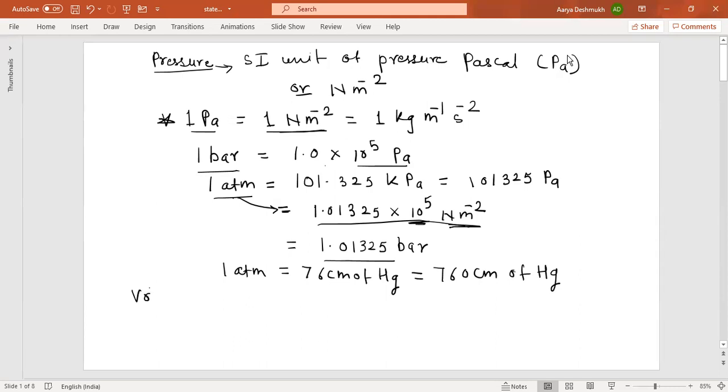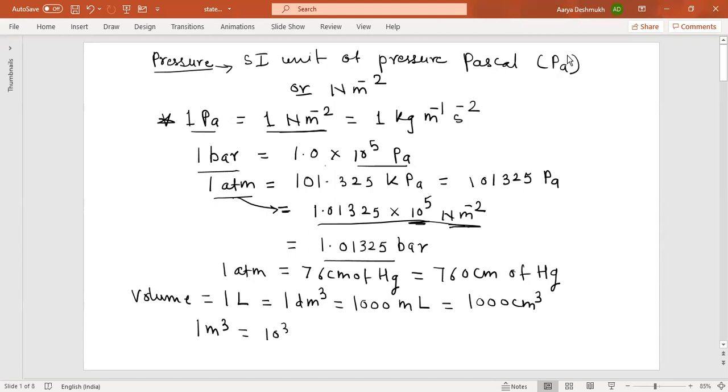Now for the volume, it is expressed in liters. 1 liter is nothing but 1 dm cube. When you say 1 dm cube, it is nothing but 1 liter, means 1000 ml, you know this thing, equals 1000 cubic centimeter, means 1 ml equals 1 cubic centimeter. Now this is important. 1 cubic meter equals 10 raised to 3 dm cube.